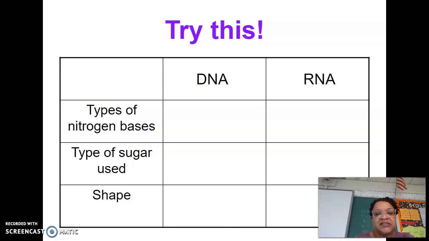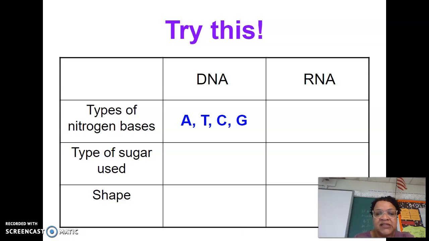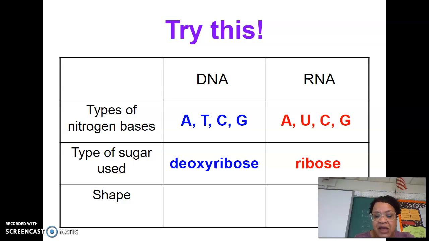So let's try this. If you need to, pause it. The bases for DNA are ATCG. You have to know the first letters of all of the bases. The bases for RNA are AUCG. The sugar for DNA is deoxyribose, and the sugar for RNA is ribose. DNA is shaped like a double helix, and RNA is shaped as a single strand.